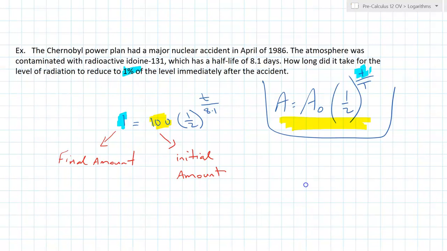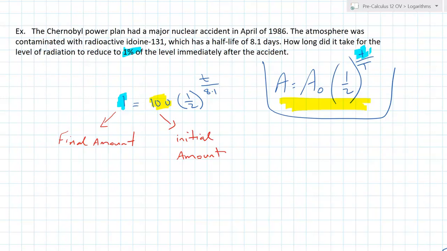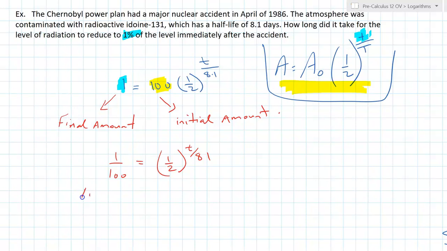Now all you have to do, there are two ways to do this. You can either take the log of both sides, or as I would do, I would just divide both sides by 100, so you get 1/100 equals 1/2 to the power of t divided by 8.1. If you do it that way, it may be a little bit easier because you don't have to deal with negatives. Now you take the log of both sides and then you go through it that way.